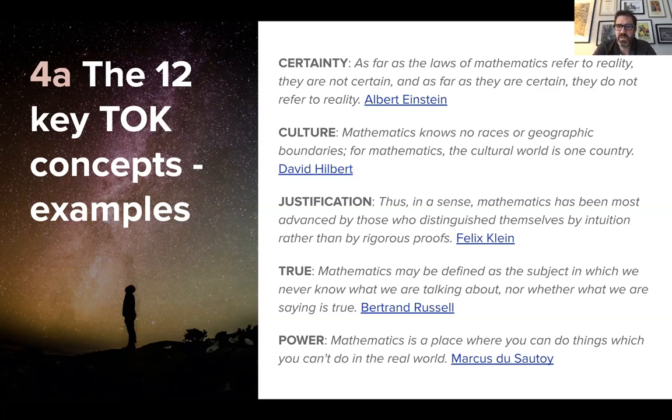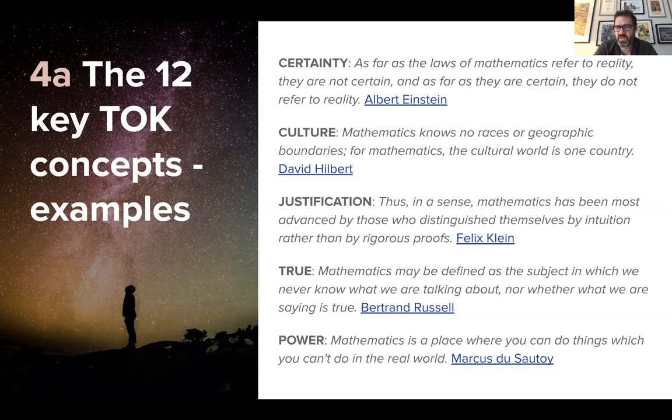So that's where I think justification comes in. Truth itself, I think, is really, really interesting in mathematics. Is mathematics the subject that gives us the truth? Bertrand Russell said this, which is obviously brilliant from him: mathematics may be defined as a subject in which we never know what we are talking about, nor whether what we are saying is true. Again, because of the abstract nature of mathematics. You can apply it to things, but does it itself exist? Is it true? I think that's a really interesting question.